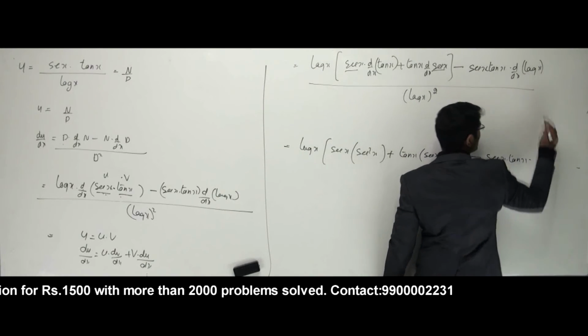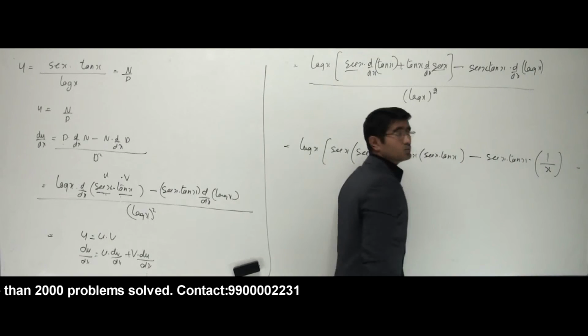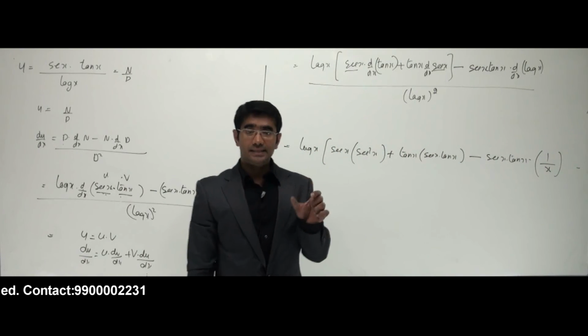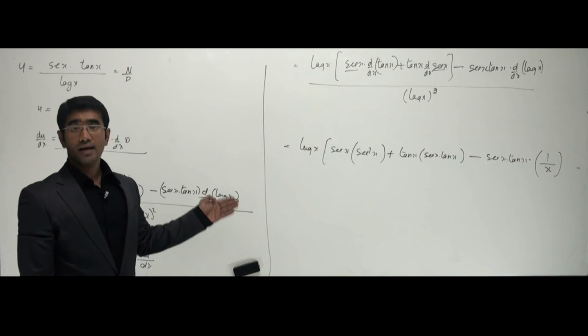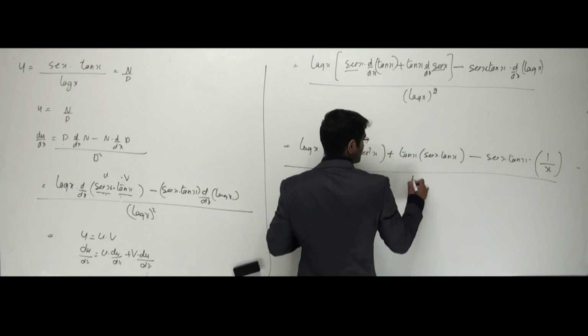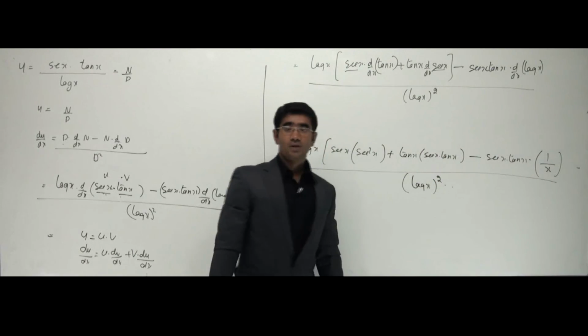And how will I differentiate log? 1 by x. Now this guy is again alone. So you can see that we're getting all these functions single just by using this method, using quotient rule and product rule together. But overall I can see that I'm differentiating only one function. So keep that in mind, right? Log x the whole squared. That's your answer. All right, very simple problem.